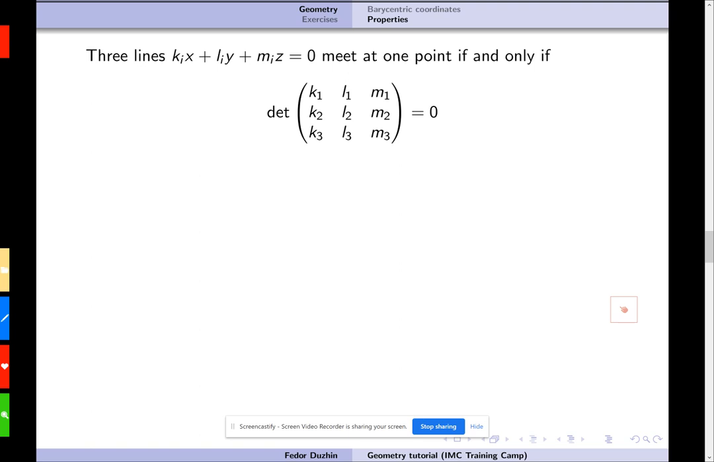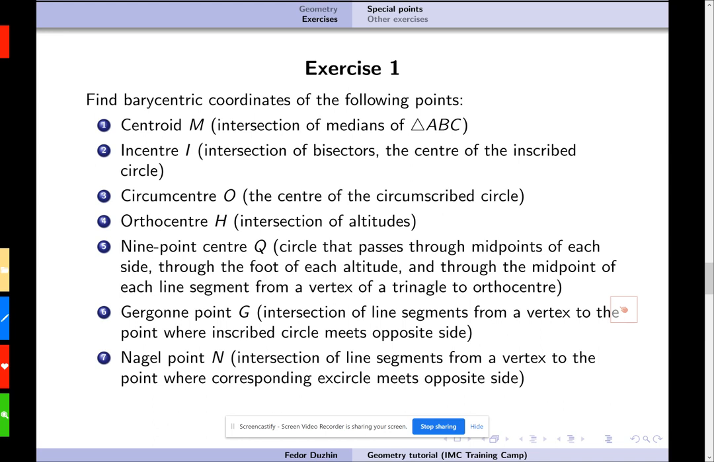So this is one more property, and again, if you multiply a row or a column of this matrix by the same number, it doesn't change the property of being 0. So it's just up to proportionality. And again, this is about 3 lines meeting at one point. This happens if and only if the corresponding determinant is 0. Again, very, very useful. So if you need to prove anything where 3 lines meet at one point, then you can use barycentric coordinates.